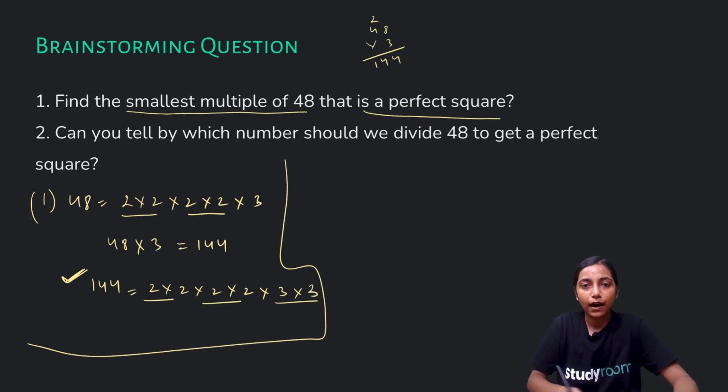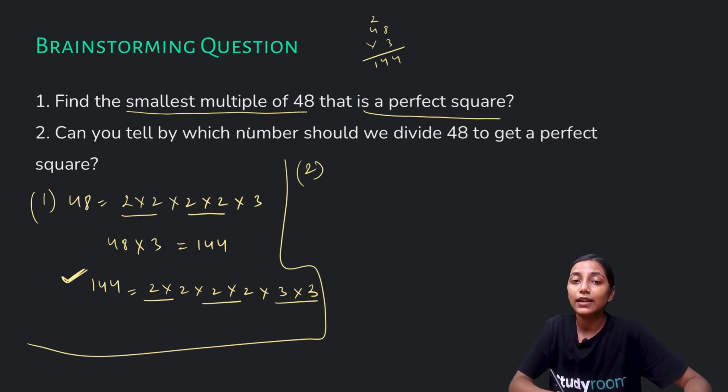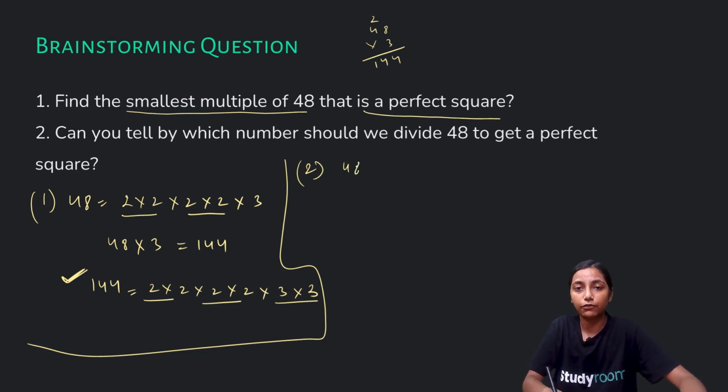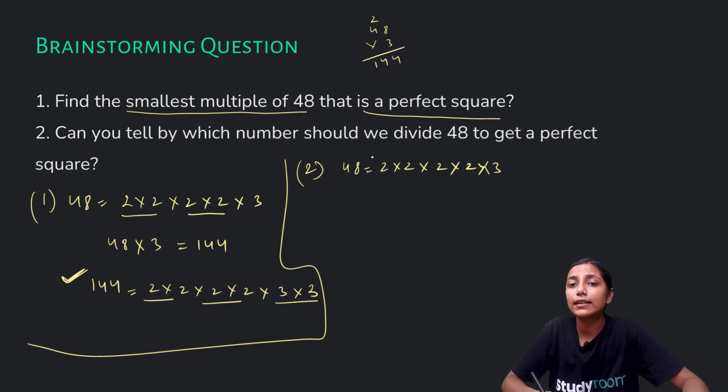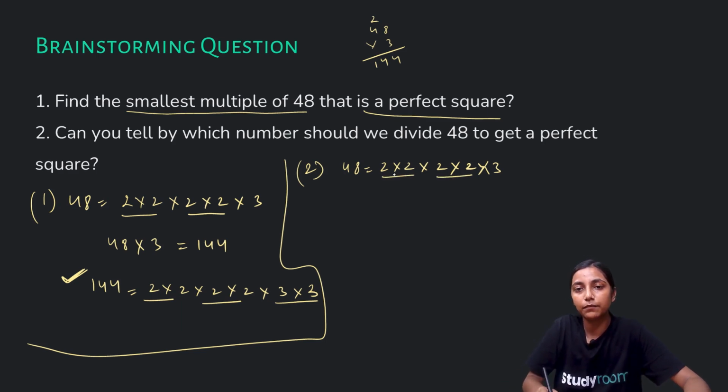For the second part, what's written? By which number should we divide 48 to get a perfect square? Again, 48 equals 2 into 2 into 2 into 2 into 3. We are asked what is that number by which, when we divide 48, we get a perfect square. Since all these 2's are in pairs, but 3 does not have any pair.